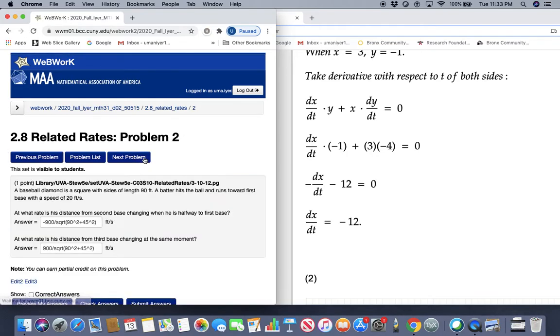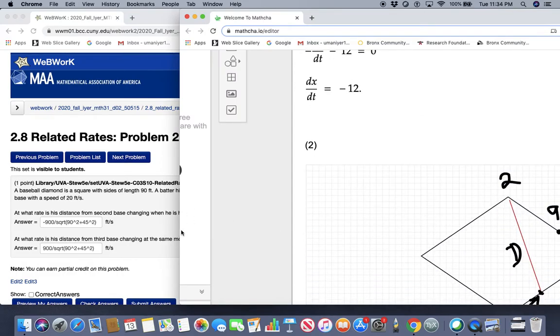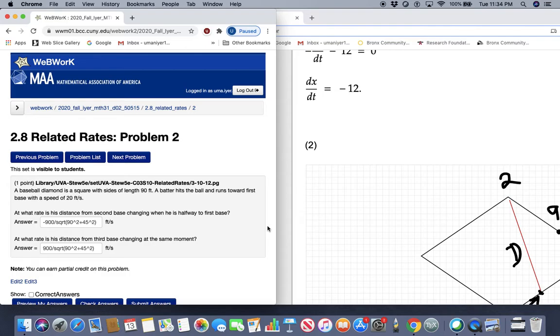Next problem. A baseball diamond is a square with sides of length 90 feet. A batter hits the ball and runs towards first base with a speed of 20 feet per second. At what rate is his distance from second base changing when he is halfway to the first base? When he is halfway to the first base.